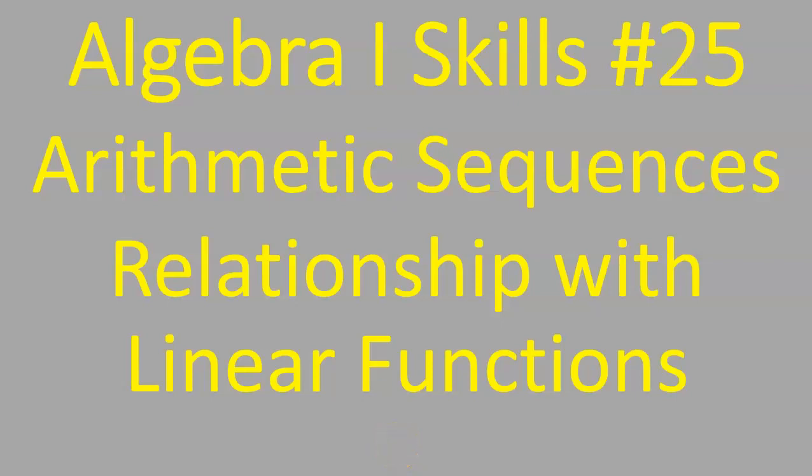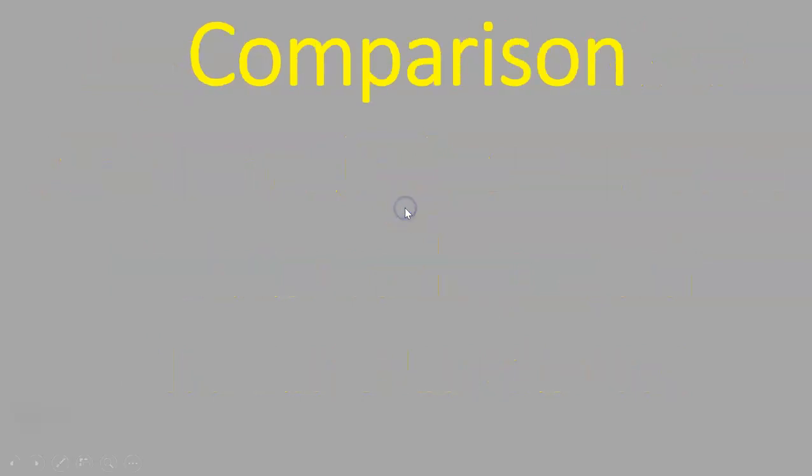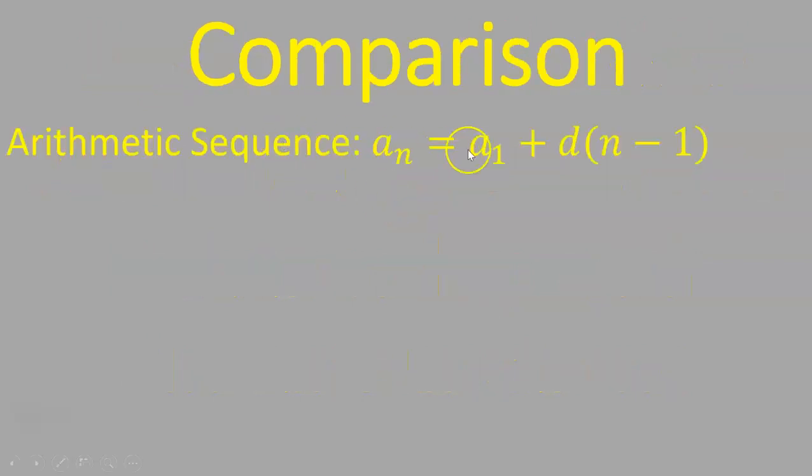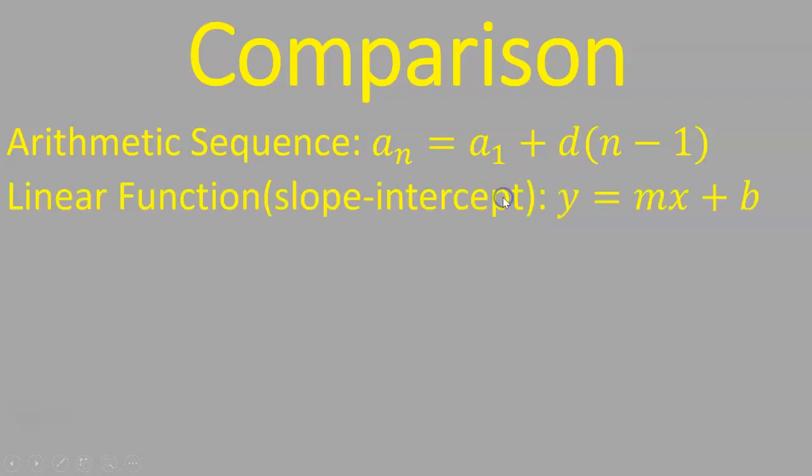Algebra 1 skills number 25, arithmetic sequence relationships with linear functions. So we talked in previous videos about how these are very, very similar to each other. We're going to go into that with a little more depth here. So first, to compare the two, arithmetic sequence, here again is your formula for that, where a sub 1 is your first term, d is your common difference.